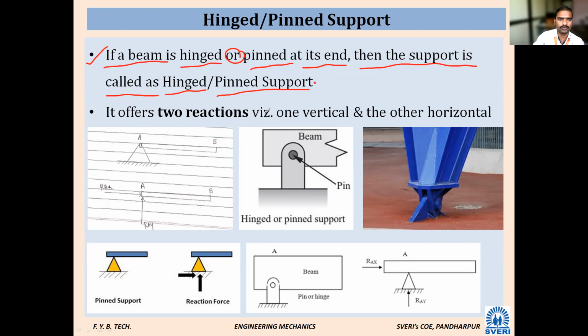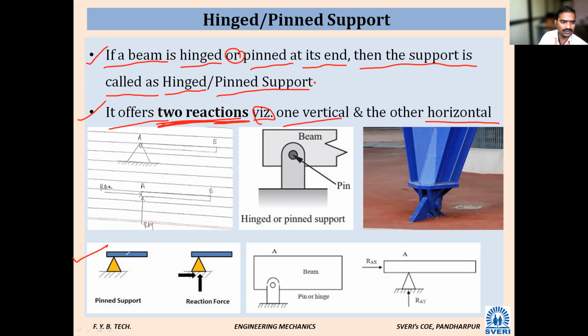Full stop. Next point. It offers two reactions. Underline the two reactions. That is, viz., which are, one is vertical and the other one is horizontal. One vertical and the other is horizontal. Okay, so this is the schematic diagram for the pinned support.